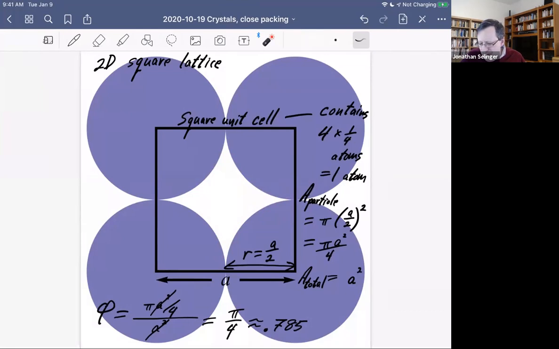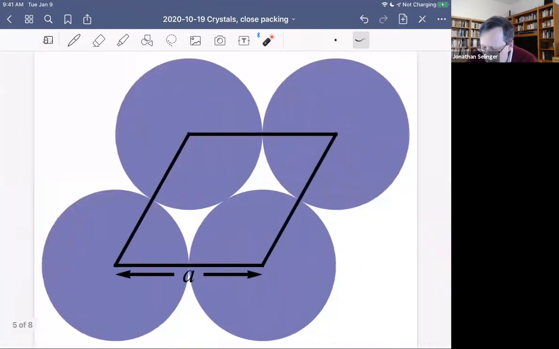So 78.5%, is that good or bad? Well, it depends what you have to compare it with. So let's compare it with something. Okay, how about this structure right here, which is the 2D hexagonal lattice. All right. Let's do the analogous calculation here. So here, the unit cell is this parallelogram.